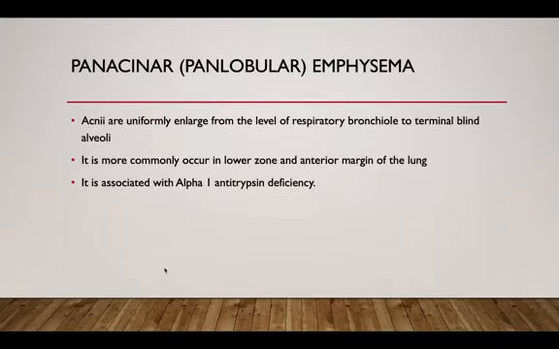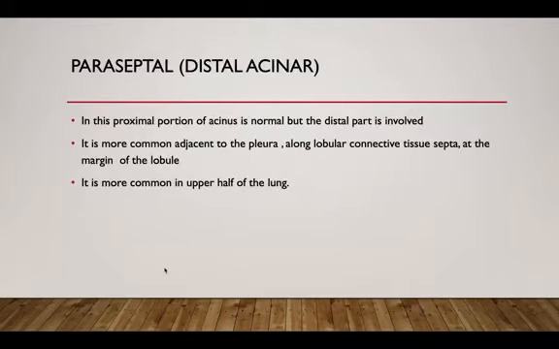Then we have the panacinar or panlobular emphysema. In this emphysema, the acini are uniformly enlarged from the level of the respiratory bronchiole to the terminal blind alveoli. It more commonly occurs in the lower zone and anterior margin of the lung, and it is commonly associated with alpha-1 antitrypsin deficiency.